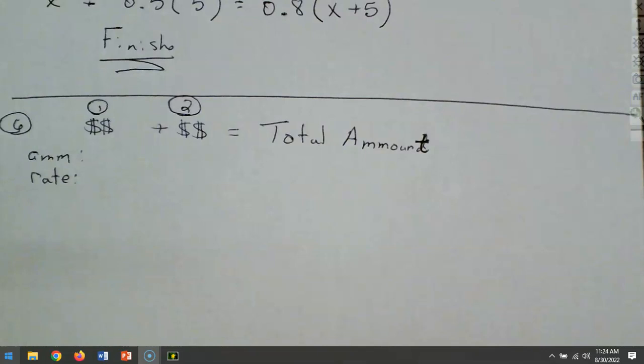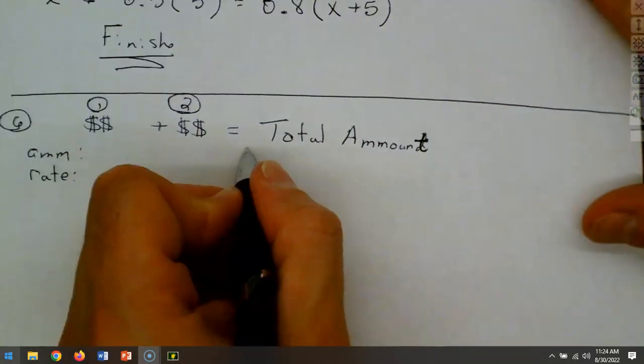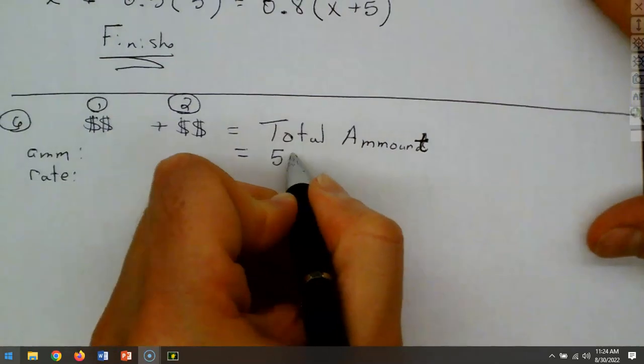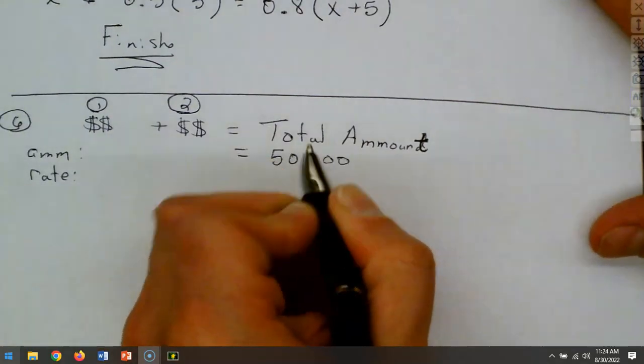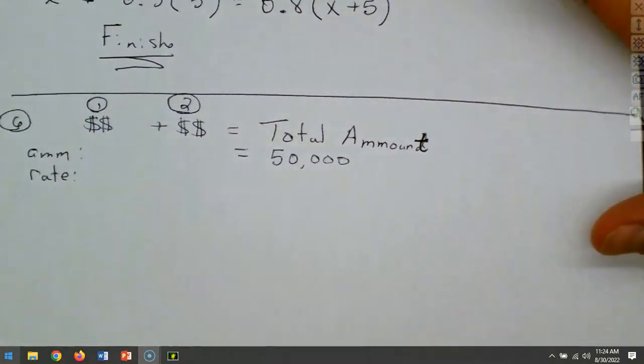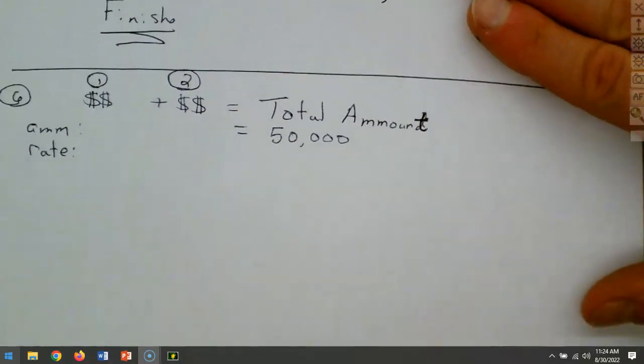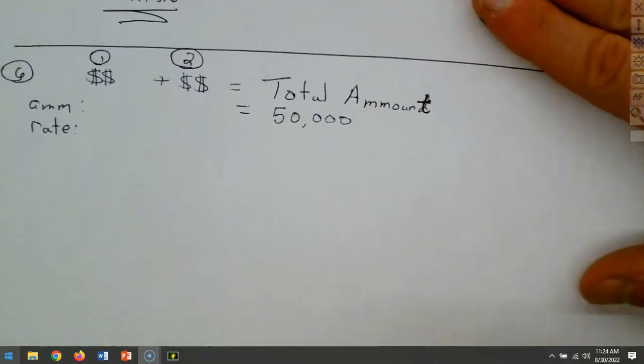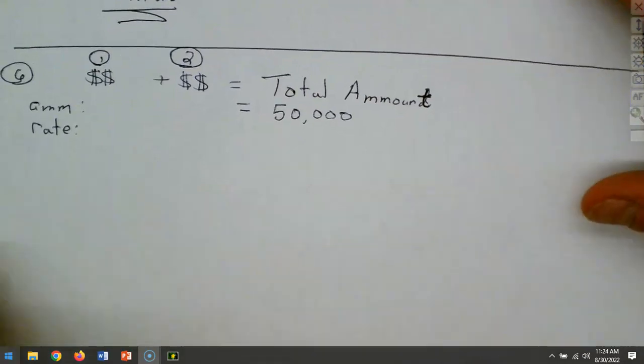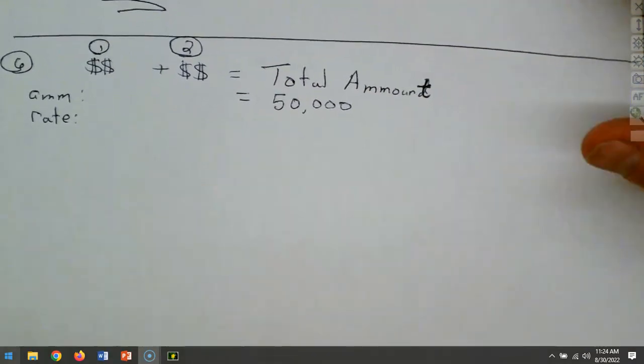So Marty received an inheritance of $50,000. Now, what does the $50,000 represent? What is that going to be? That's not your interest. What is it? Total amount, right? Okay. So that means the $50,000 goes over here. That is your total amount, not the interest. Do not even look at the interest until the very end. It's the very last thing that we use. So we've got our total amount, which is $50,000.